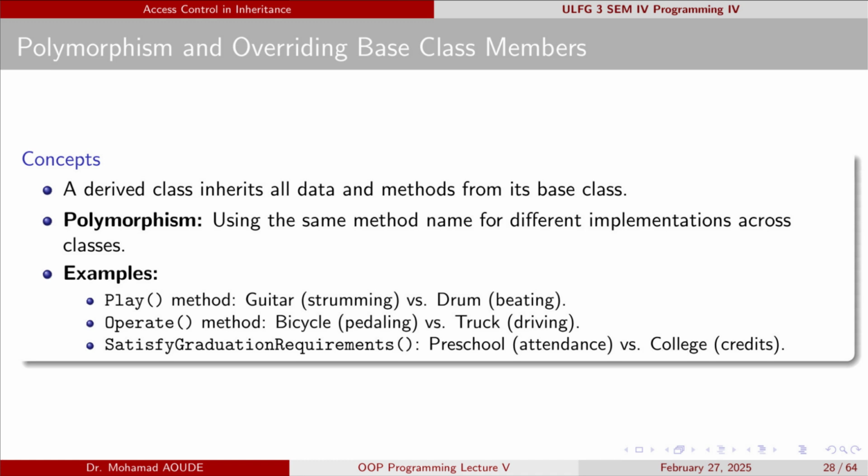Polymorphism means we can use one method name and let each object decide how it behaves. Examples: play, guitar strums, drum beats; operate, bicycle pedals, truck drives; satisfy graduation requirements, preschool checks attendance, college checks credits. This is the beauty of OOP thinking. Code doesn't need to care how an object behaves, just what method to call.